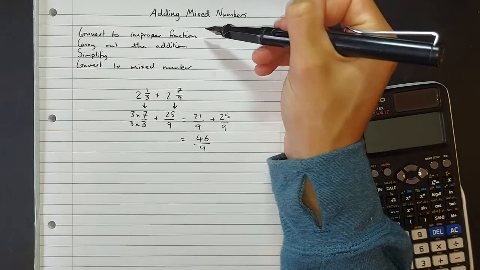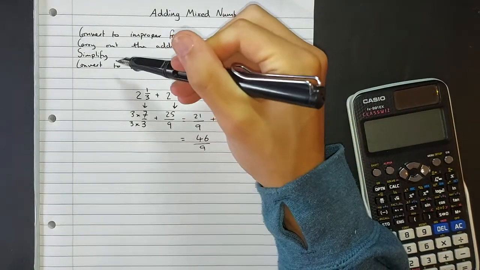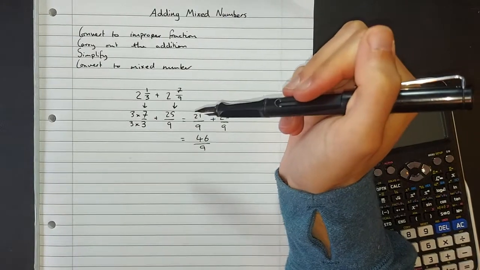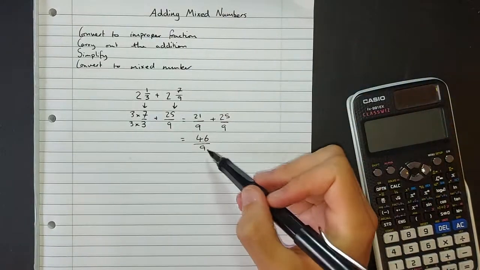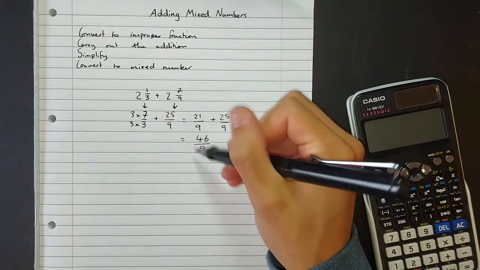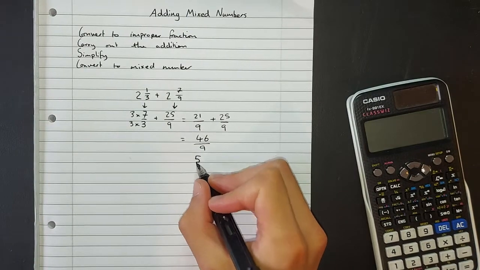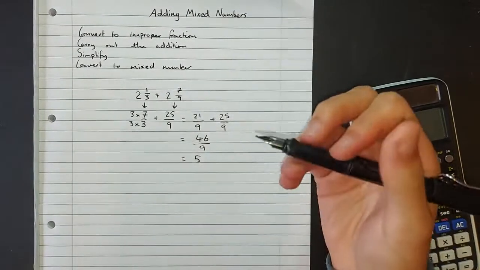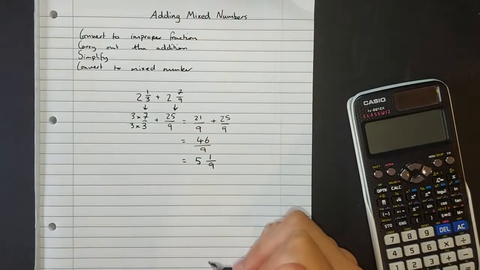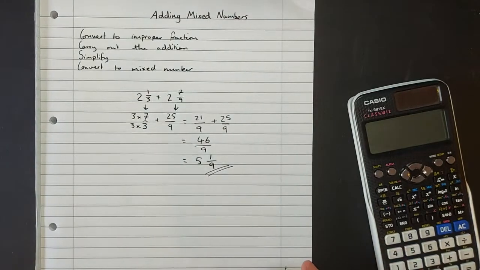So we've done the first one. We've changed it to an improper fraction. We've then carried out the addition. We've shown that we cannot simplify, so that's fine. Now we need to convert to a mixed number. So how many 9s go into 46? 9 times 5 is 45. So that is 5 lots of 9 gives you 45. That gives you 1 left over. So 5 and 1/9 is the same as 46 over 9. And that is your final answer given as a mixed number.